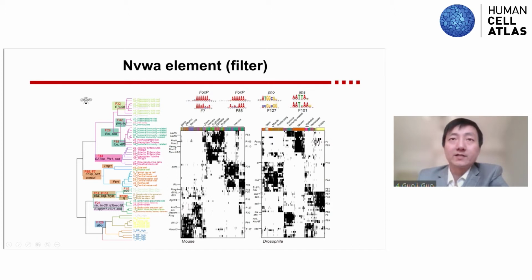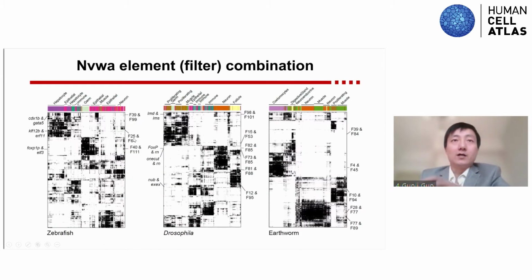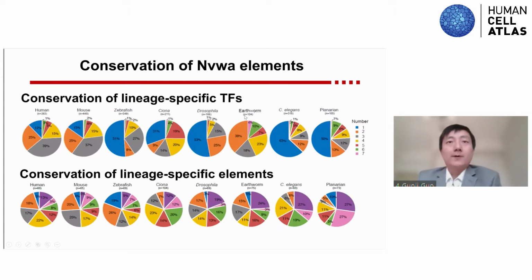We see moderate lineage specificity of these NUA elements with the lineage specific expression, but we do see stronger lineage specificity when we combine the filters or NUA elements, suggesting that transcription factor combination is the key for ensuring lineage specificity. We did a pretty general analysis. We think the lineage-specific elements or deep learning-related filters or elements are more conserved across species when compared to the actual lineage-specific transcription factors. And this might exert some evolutionary constraint in the animal kingdom.